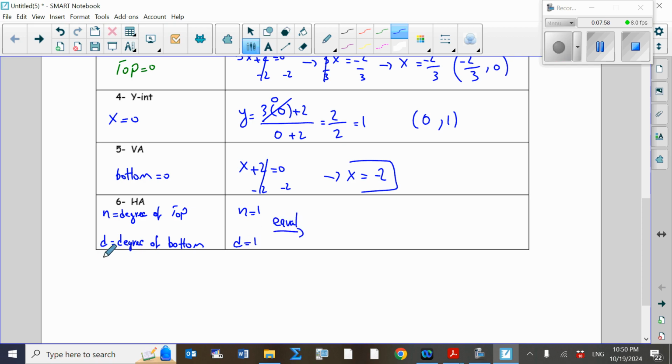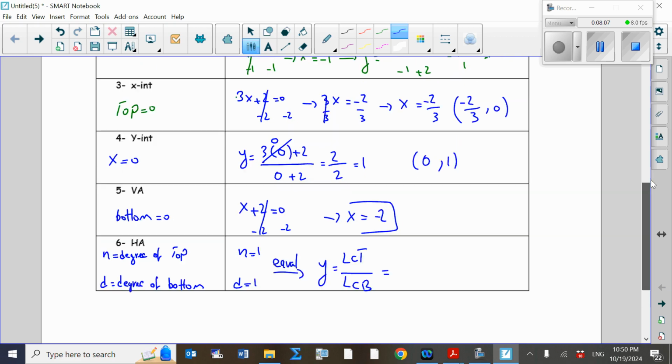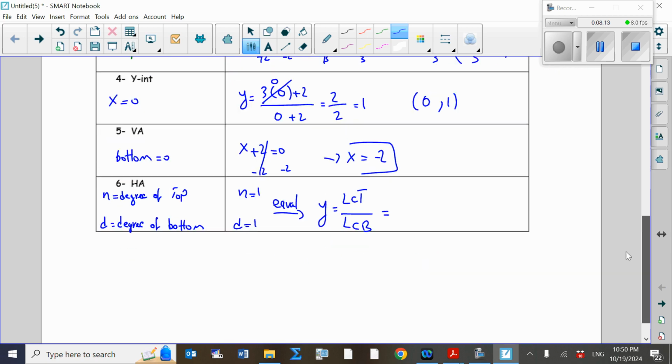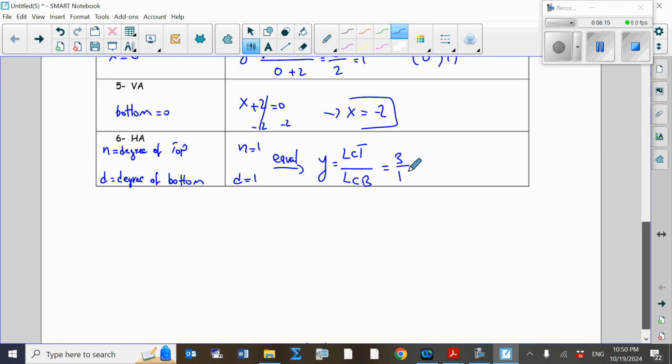And we know that if they are equal, the asymptote is the leading coefficient of the top over the leading coefficient of the bottom. What's the leading coefficient of the top? That's 3. For the bottom it's 1. If you don't see anything, it's 1. So it's 3 over 1. This is the horizontal asymptote.